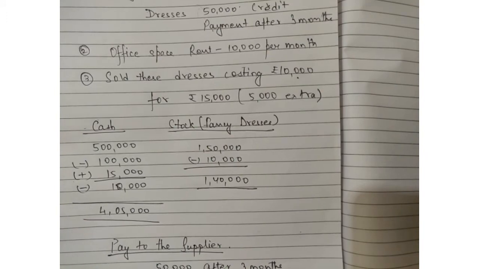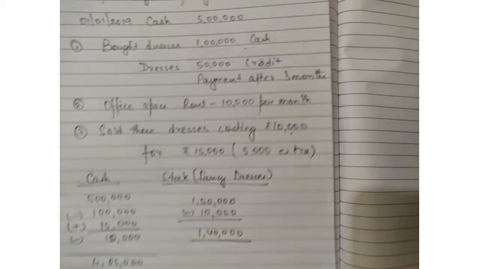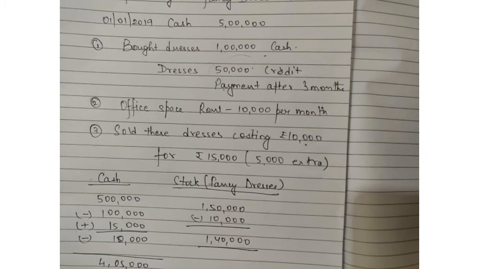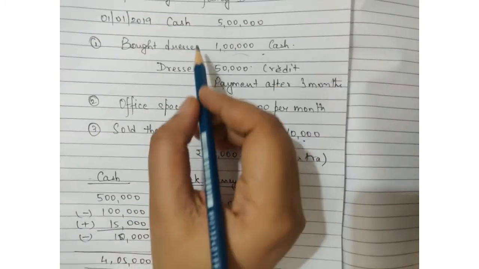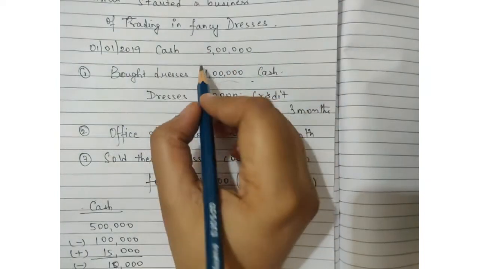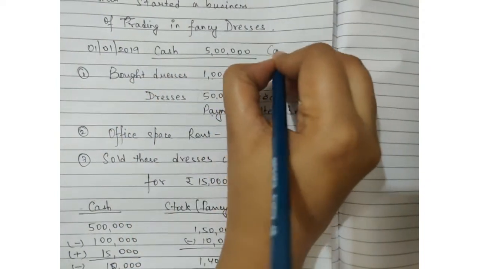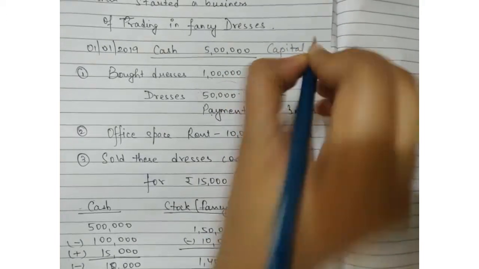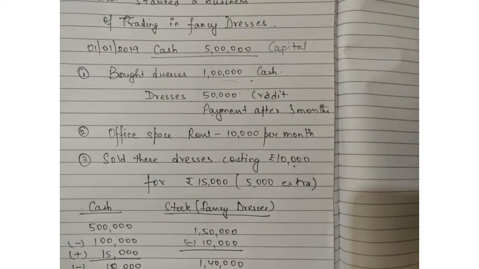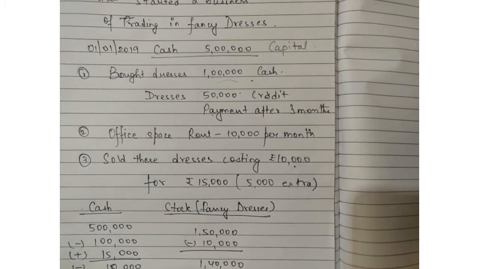Now let us look at each and every transaction and understand the meaning of the terms associated with accountancy. First of all, he brought cash worth rupees 5 lakh in the business. This is his capital. So, capital is the owner's interest in the firm, the money that he has brought in from his own capital, along with any profits or losses that he will earn in the future.